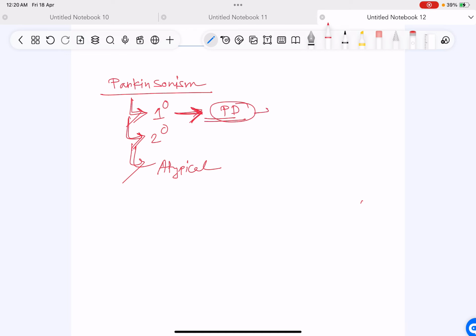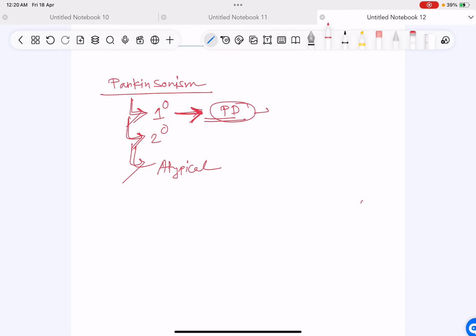Question number 4, easy question. Hummingbird sign on MRI is seen in which? When you look at the sagittal images of MRI, you will see the hummingbird sign, also known as the penguin sign. It's named after a bird, hummingbird or penguin sign.